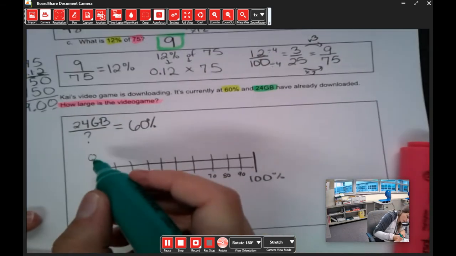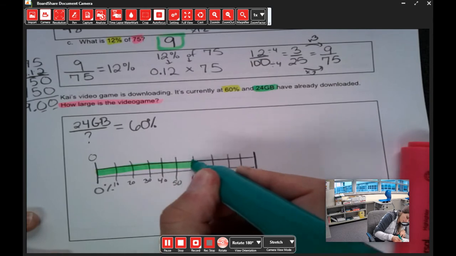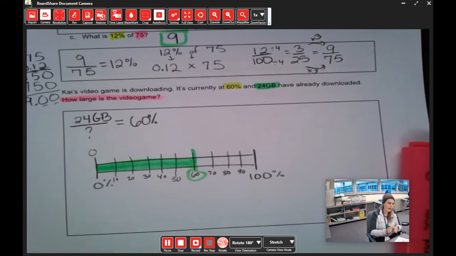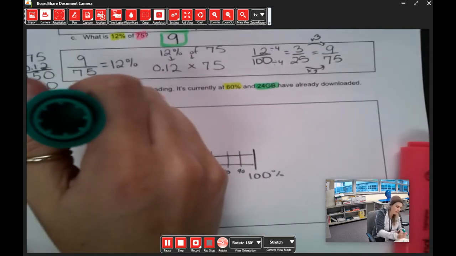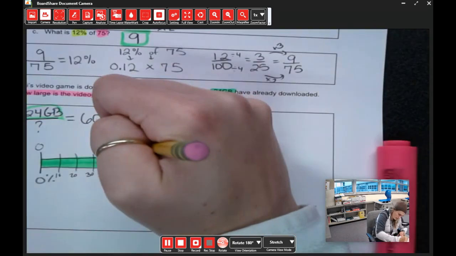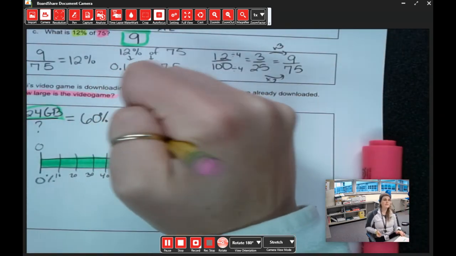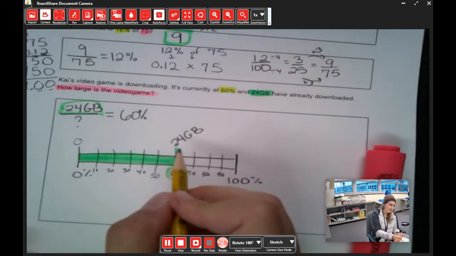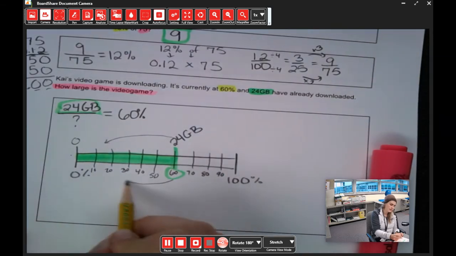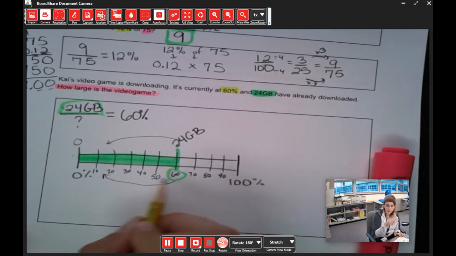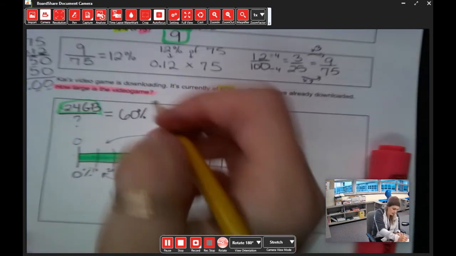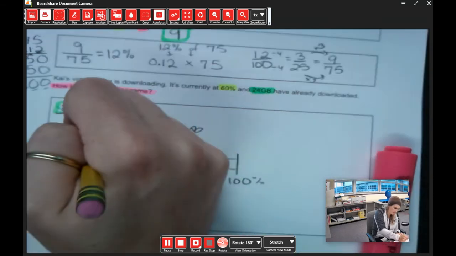So we've already downloaded 60% right there. And I know my part, which is 24 gigabytes. So if 60% is 24 gigabytes, then I need to figure out what I'm counting by here. To get down to 10%, which is one of my units, 60 divided by 6 gives me 10. 24 divided by 6 gives me 4 gigabytes.